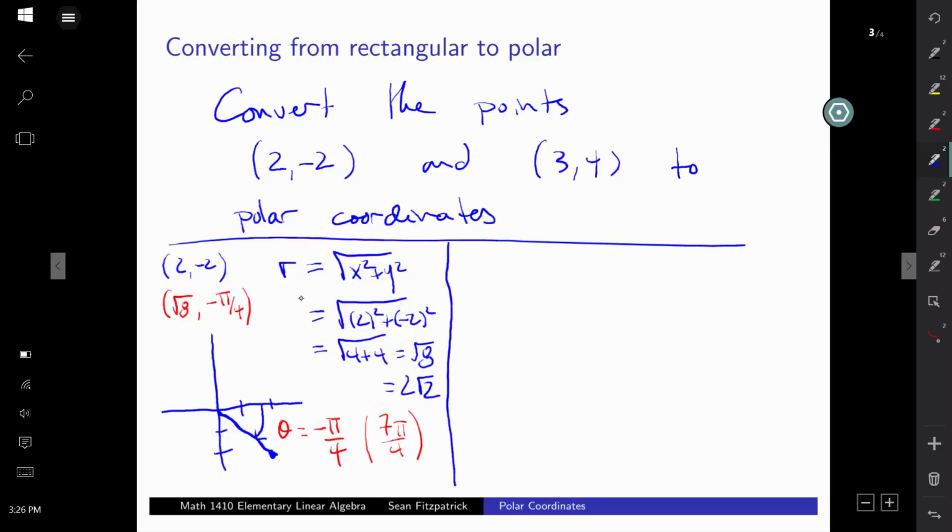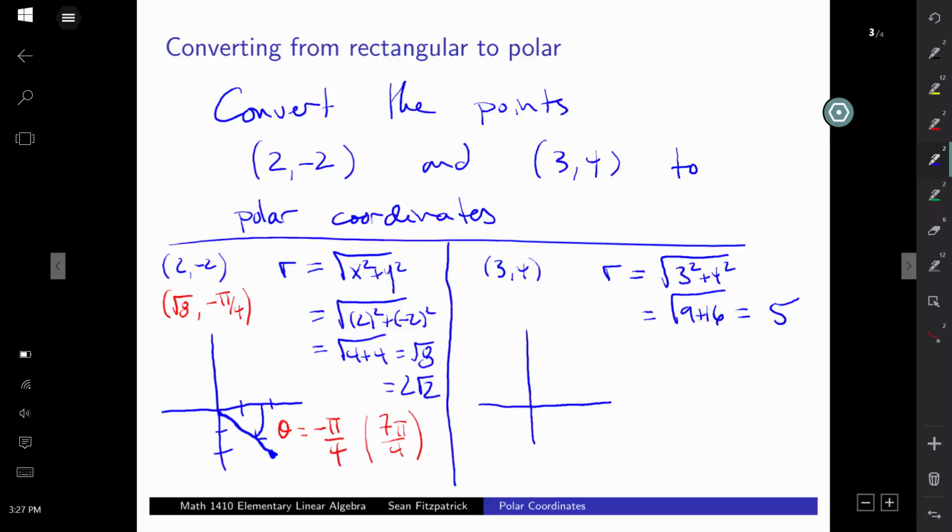All right. What about for the point 3, 4? Here is one where calculating r works out nicely. This is our 3, 4, 5 rule, right? 3 squared plus 4 squared, so we get 9 plus 16, which is the square root of 25. So we get 5 for r. Okay, so that's good.